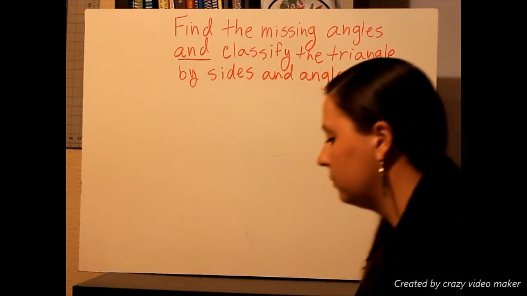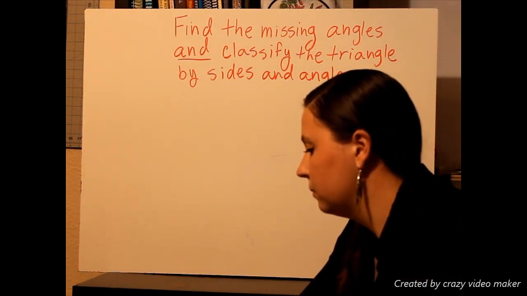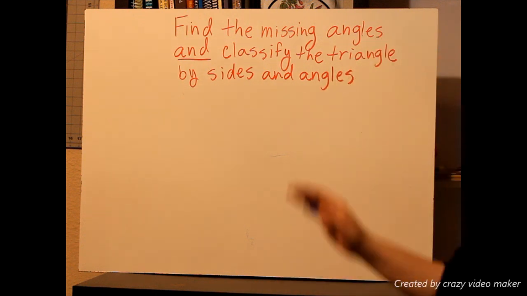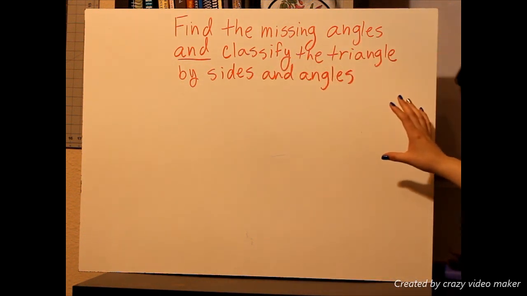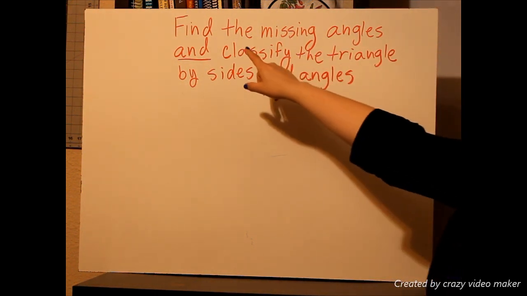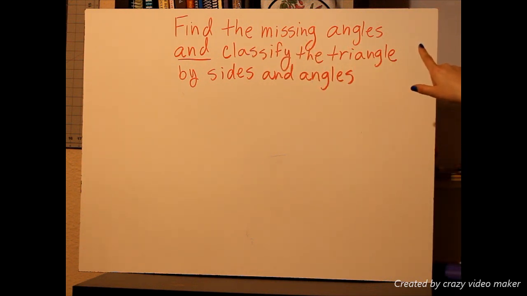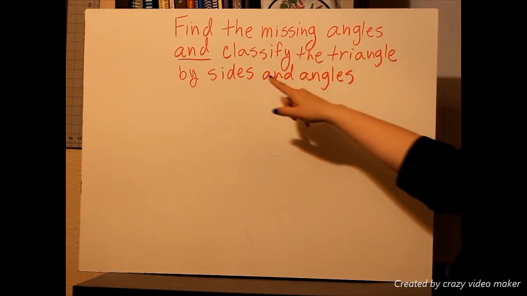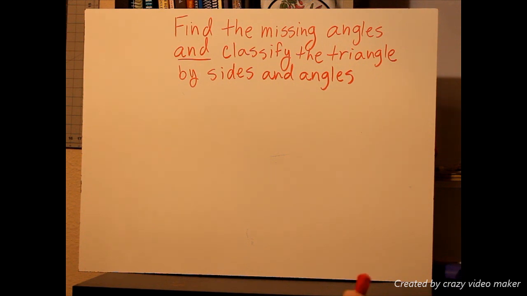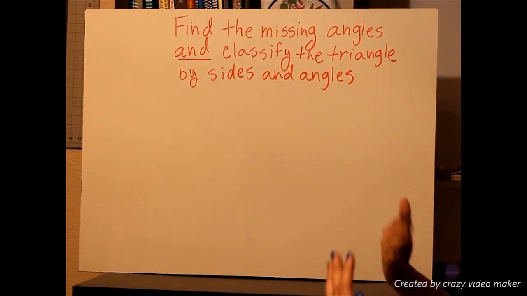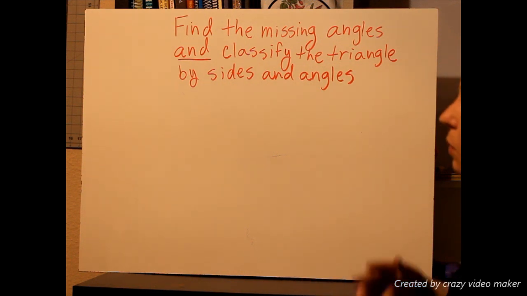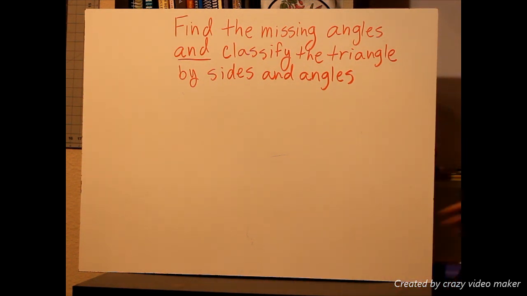All right, now, in each of these examples, we are going to be finding the missing angle or angles and classifying the triangle by both the sides and the angles. Sometimes they'll ask you to do just by the sides or by the angles, but we're going to do both. Make sure we really get that there.